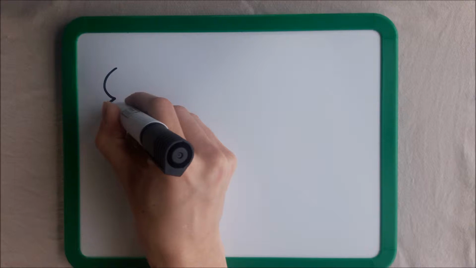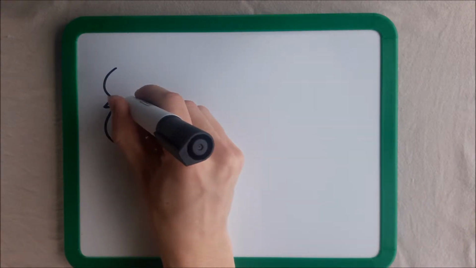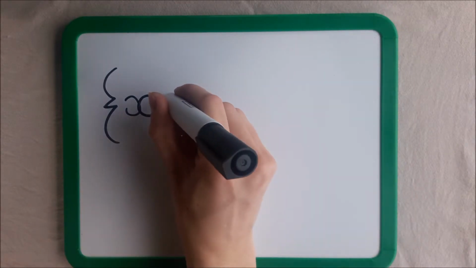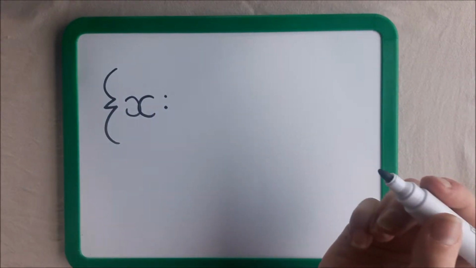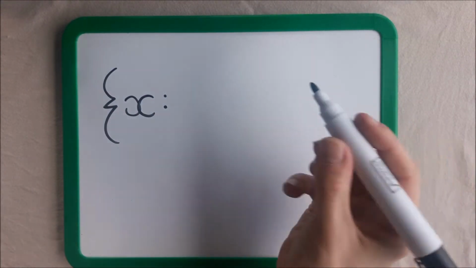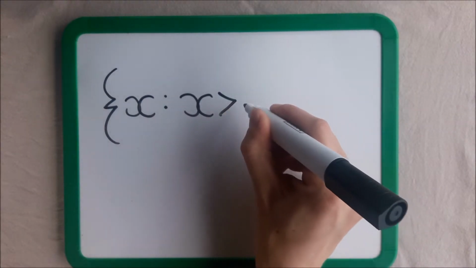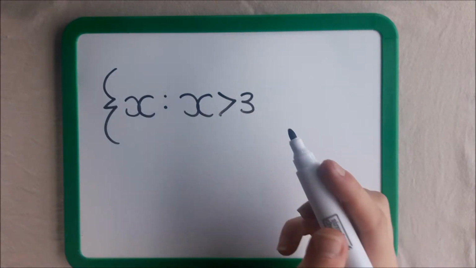It starts out with one of these curly brackets, and then you're going to have the element that you're using. In this case, we're going to be using x. So you define the element, then you have a colon. Then you're going to put the range of numbers. Say, for example, that we're going to use all the numbers greater than 3. Okay, so then that's our x.